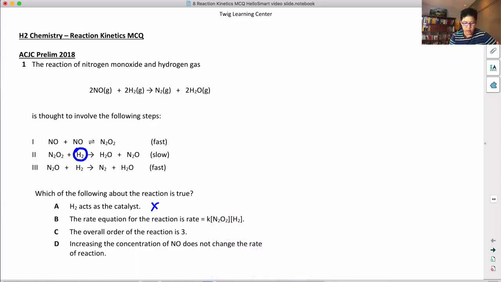The rate equation for the reaction is rate equals k[N2O2][H2]. You can see from the slow step, the rate equation is obtained from the slow step, which means I can write down the rate equation to be rate equals k[N2O2][H2]. It's to the power of 1, so first order with respect to hydrogen, and first order with respect to N2O2.